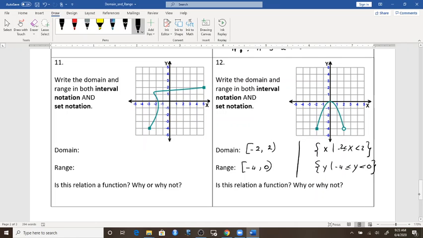And this relation is a function. It passes the vertical line test. If I draw a vertical line, it will always cross the graph once, no matter where I draw it.